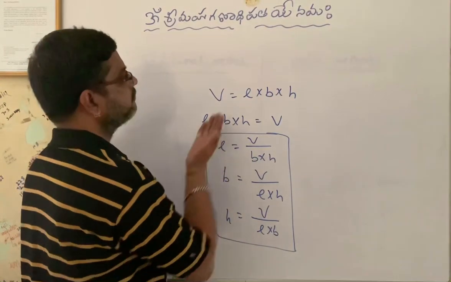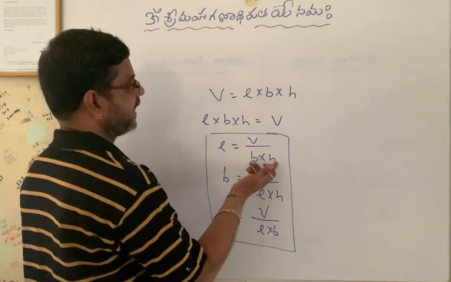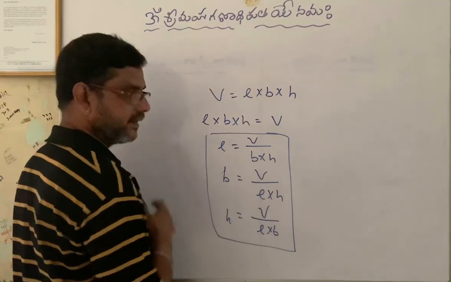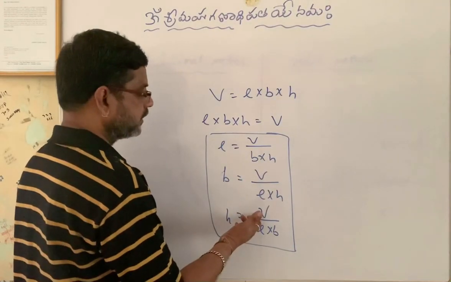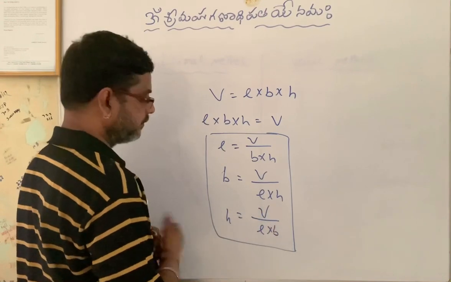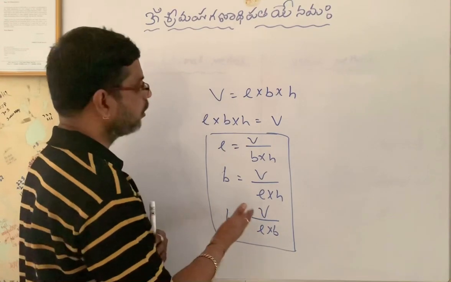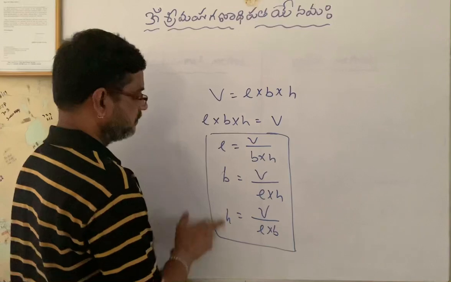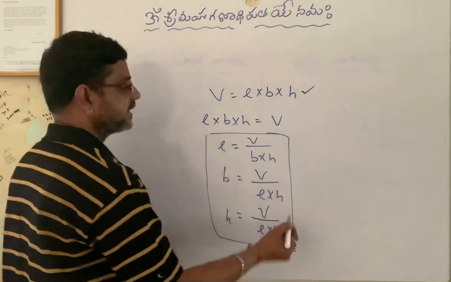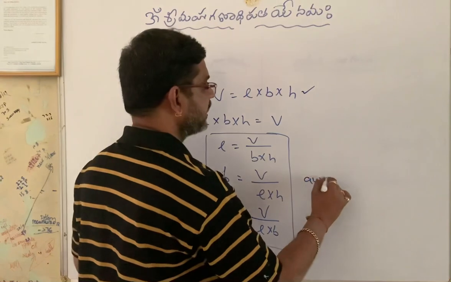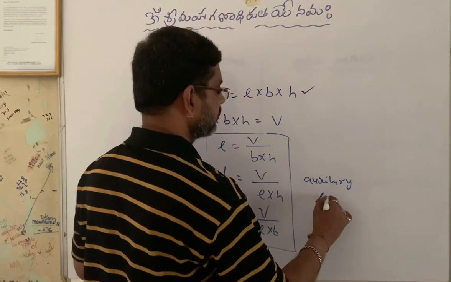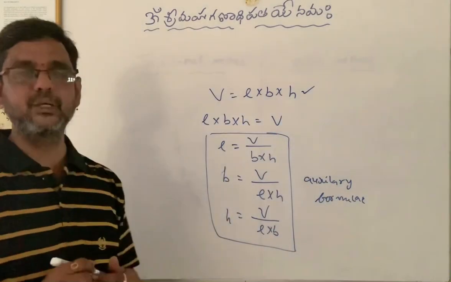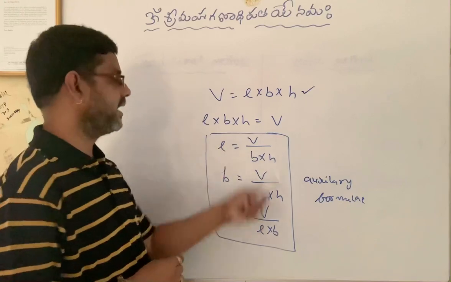From this, if we know volume and breadth and height of the cuboid, we can find out length. If we know volume and length and height of the cuboid, we can find out breadth by using this formula. If we know volume and L and B of the cuboid, we can find out its height. So for L, B, H, we got 3 formulas over here, and this is the main formula. These 3 formulas are known as auxiliary formulae of the main formula, volume is equal to L into B into H.